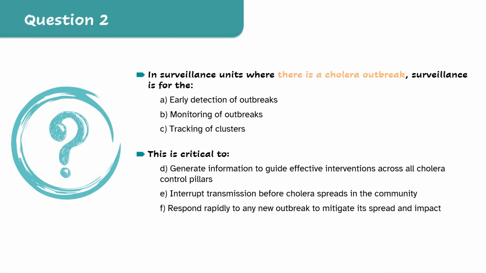Question 2. In surveillance units where there is a cholera outbreak, surveillance is for the A. Early detection of outbreaks, B. Monitoring of outbreaks, C. Tracking of clusters. This is critical to D. Generate information to guide effective interventions across all cholera control pillars, E. Interrupt transmission before cholera spreads in the community, F. Respond rapidly to any new outbreak to mitigate its spread and impact.